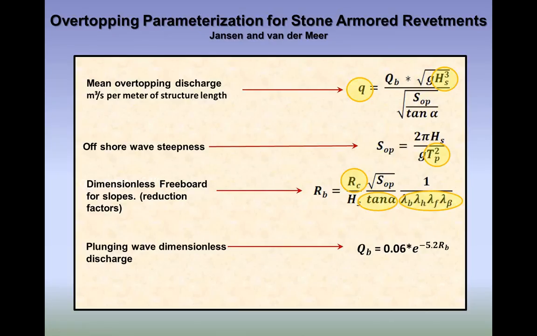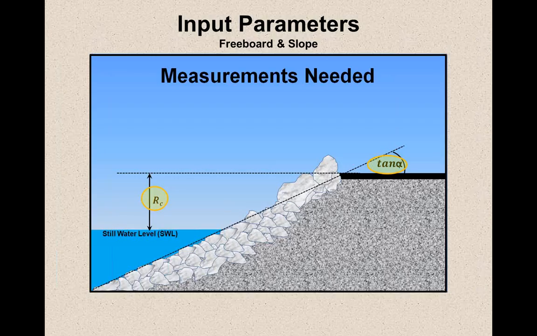The wave period and the wave height, both taken from the 20-meter isobath on a line normal to the structure. Here's a side view. Again, we measured our RC from the freeboard from the still water level up to the top of the revetment in this case, and we used the slope of the stone armored revetment itself.